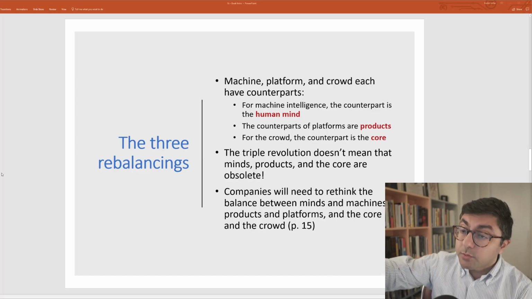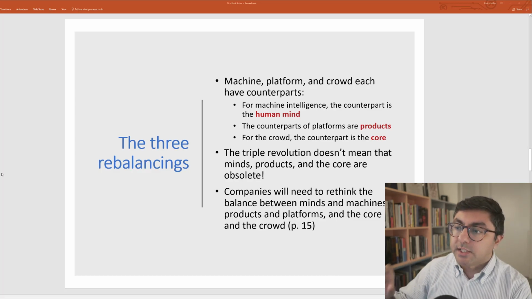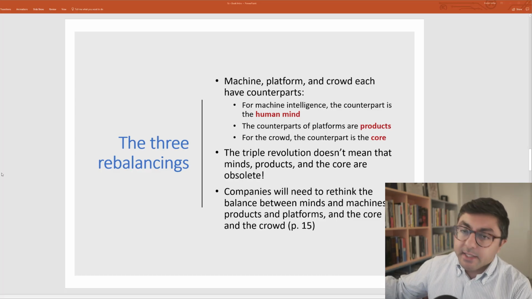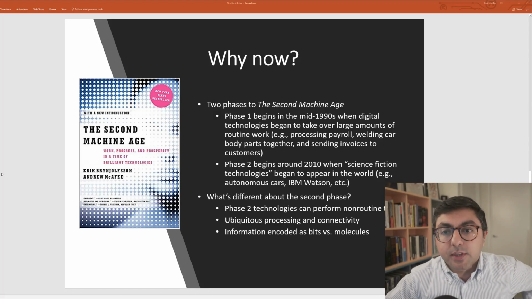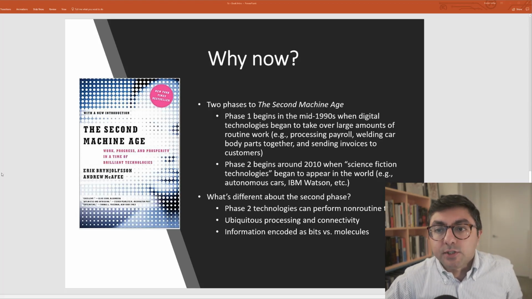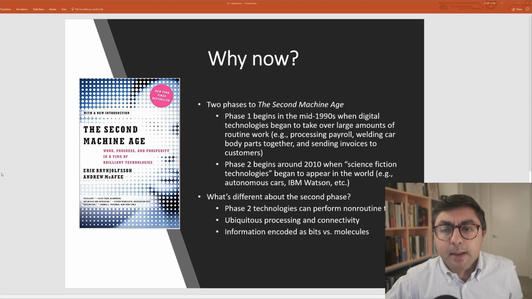So when we say rebalancing, we're very explicit about that. It's a rebalancing between mind and machine, between product and platform, and between the core and the crowd. There's a couple of other things that Brynjolfsson and McAfee talk about before they conclude. And the first is, why is this happening now?